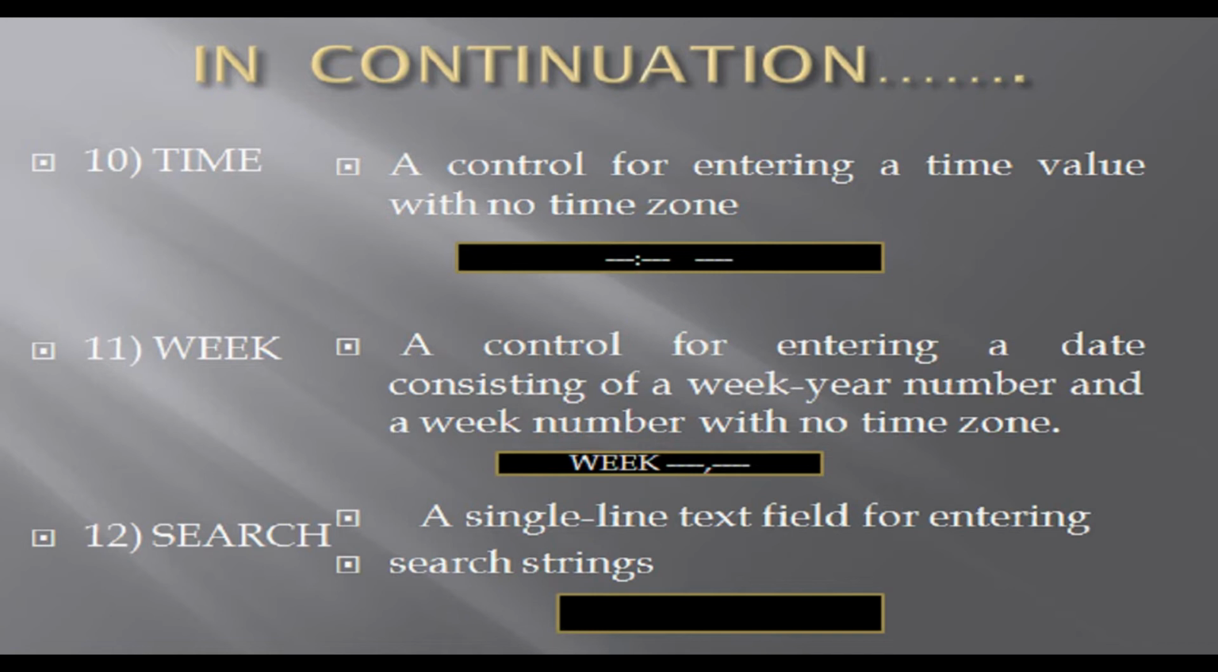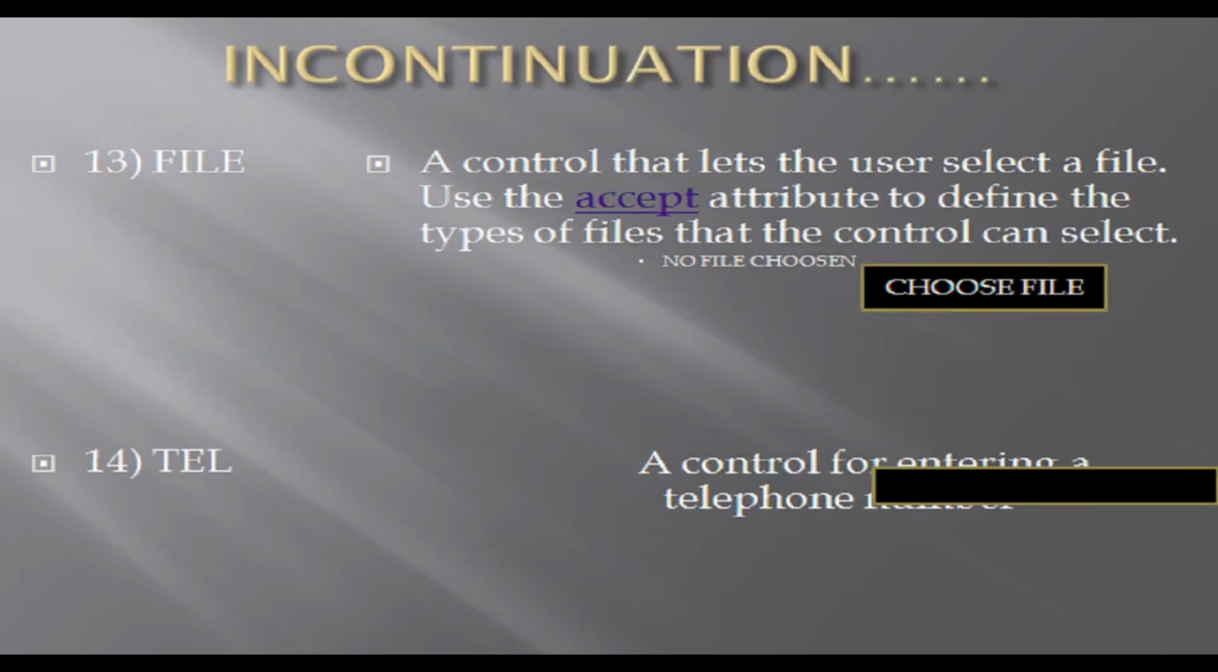Then comes search. A search is a single line text field for entering the search string. File is a control that lets the user select a file. Here the accept attribute is used to define the types of file. Then comes the last one, that is tel. Tel stands for telephone. It is used for entering a telephone number.